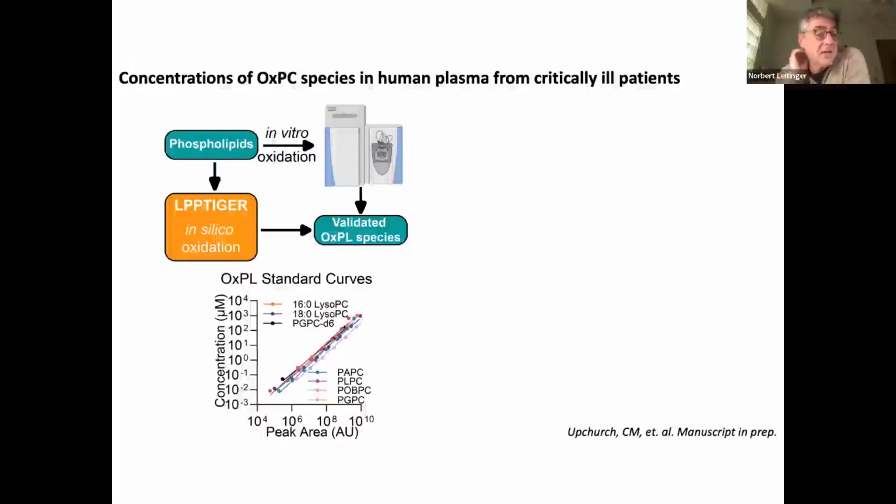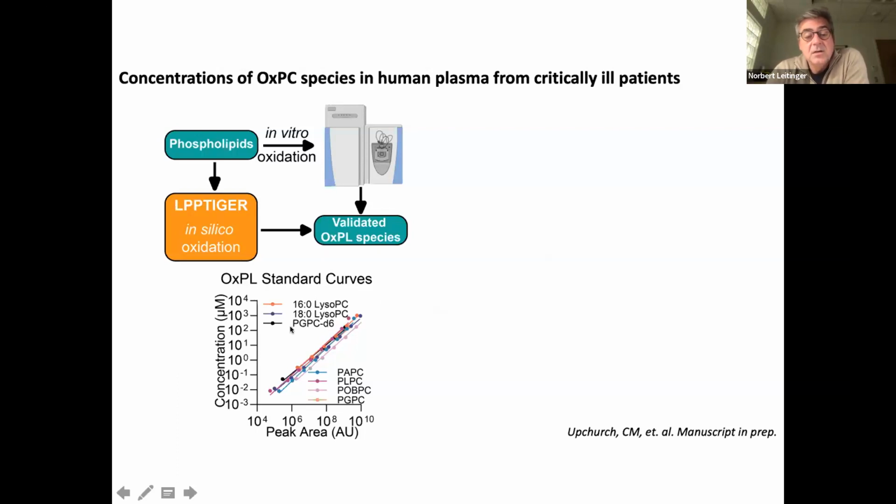We included our LPP Tiger in silico approach and in vitro oxidized lipids, and then validated the lipid species, now not in mouse but in human plasma. And we find a slightly different panel of lipids there, but mostly overlapping, and the same species that we can detect in human plasma. Here's an example of the standard curves that we did with the available standards. Obviously we don't have standards for each individual oxidized phospholipid, but we have standards for almost every group of oxidized phospholipids: aldehydes, lysolipids, beta gamma hydroxylipids, and everything.